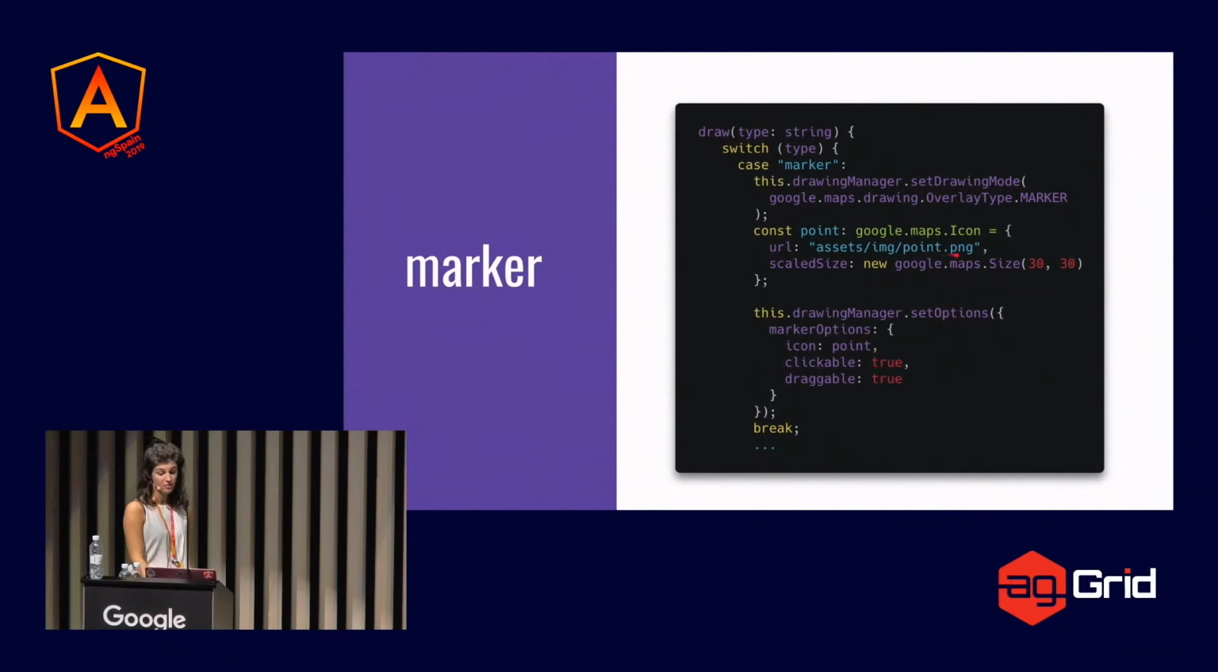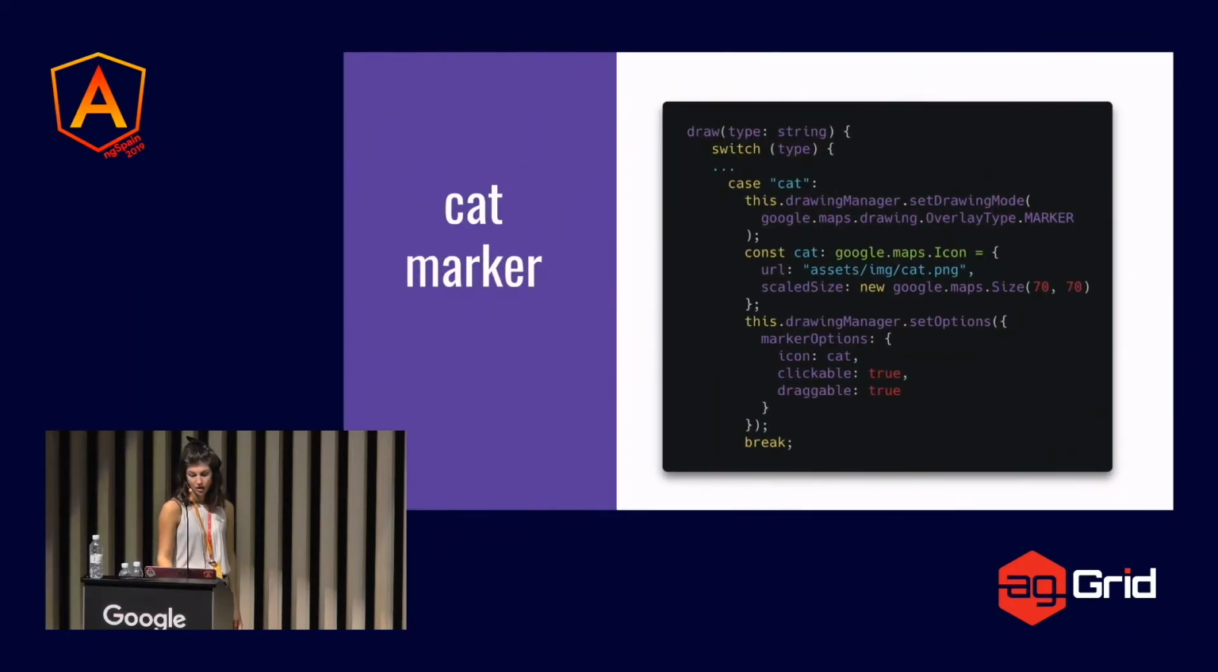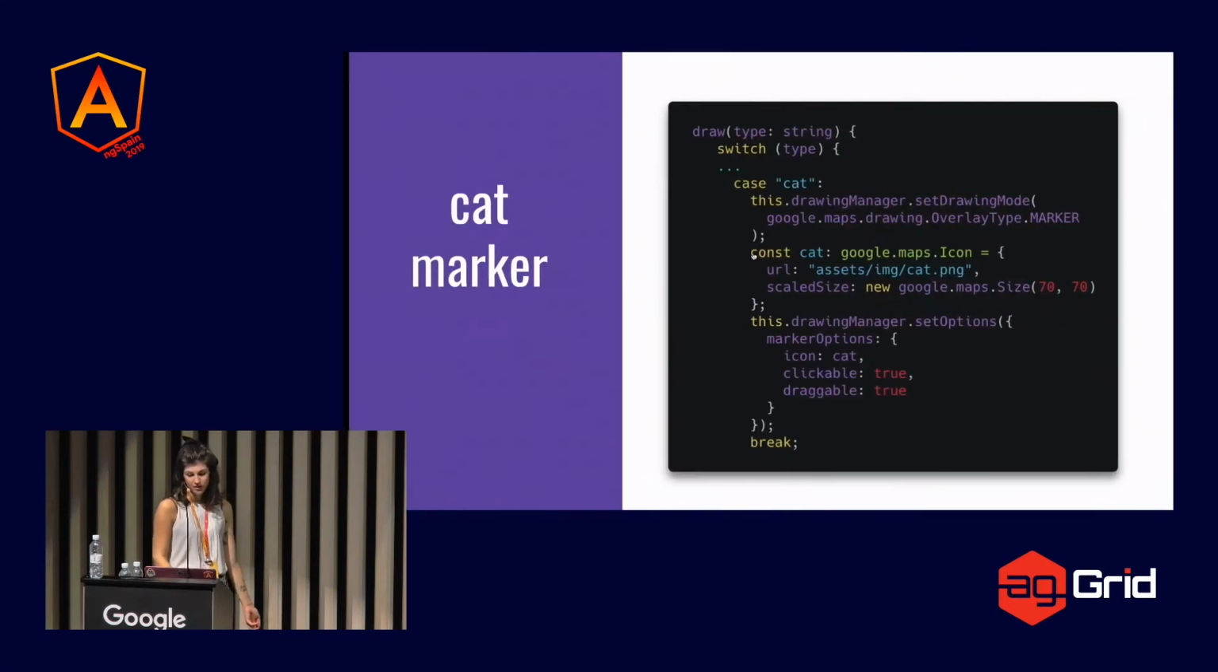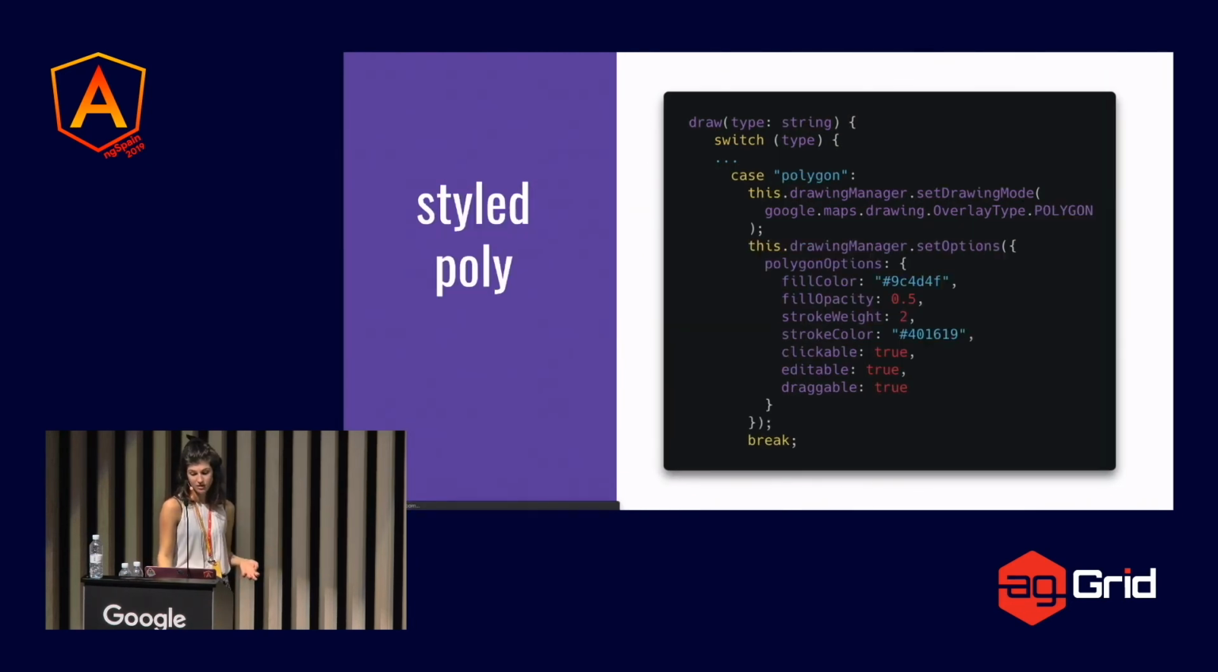You add a custom icon to it like this. You give it a custom size. You set the options that you want it to be a point. You want it to be clickable and draggable. So I can drag this marker around or this around. Again, the cat marker that I just saw, it's also a marker, but I added a new icon to it.